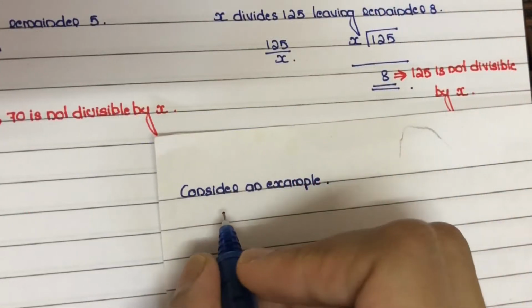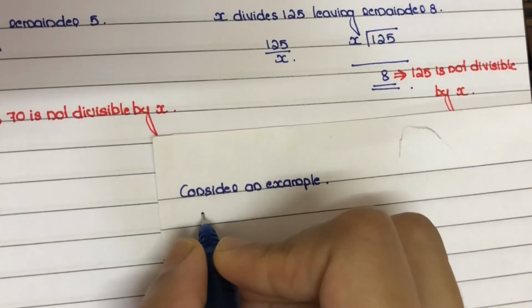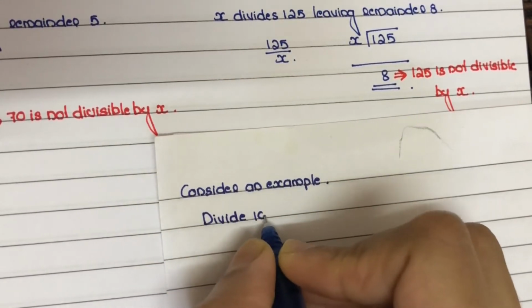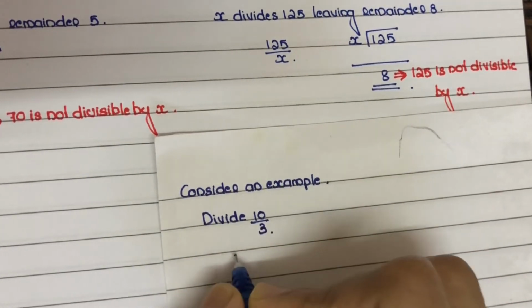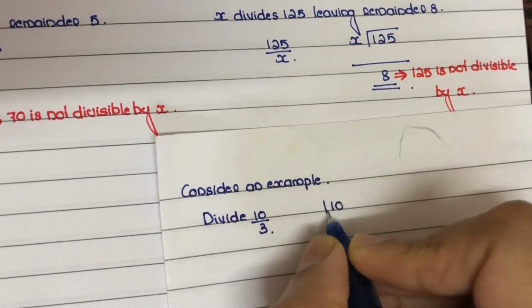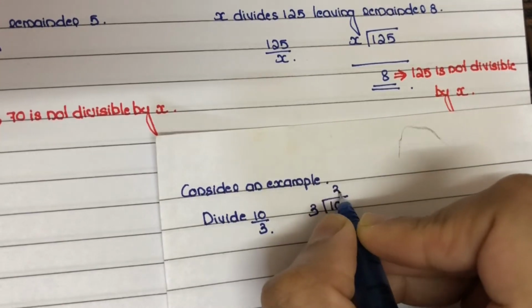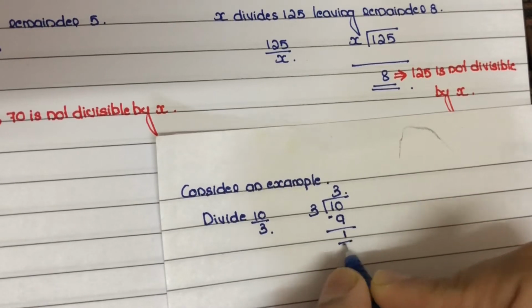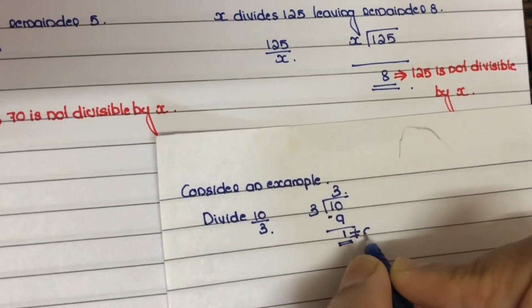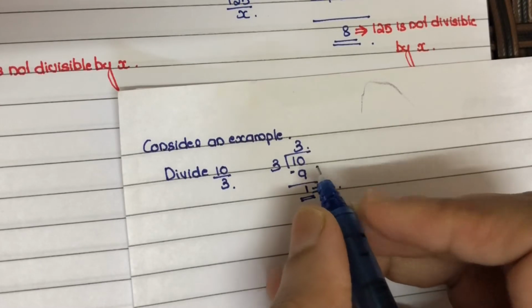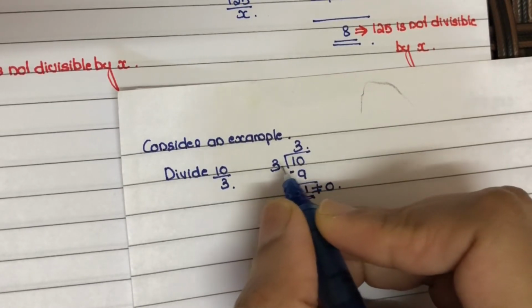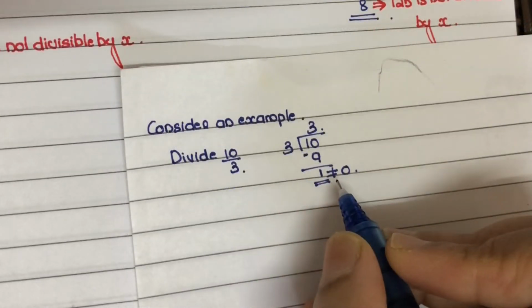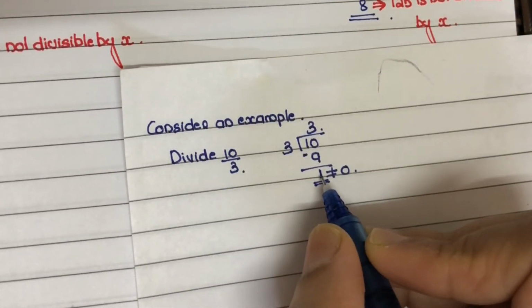Okay. Next, consider an example. Divide 10 by 3. That is 10 divided by 3. 3 times 3, 9. 10 minus 9, 1. Here also remainder is not equal to 0. So here we can say that 10 is not divisible by 3, or 3 is not a factor of 10. Here we got remainder equal to 1, right?